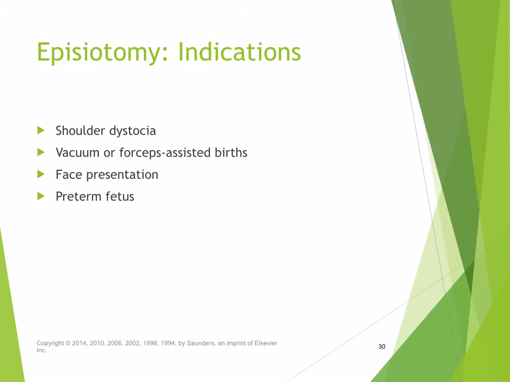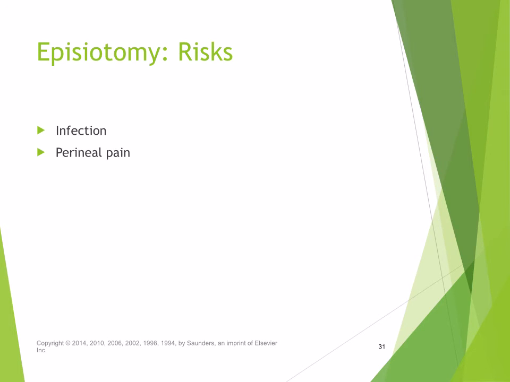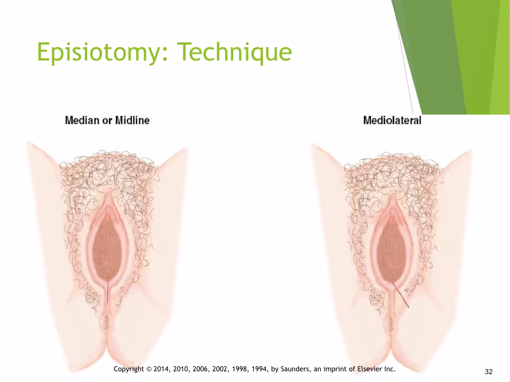Episiotomy indications can include situations such as a shoulder dystocia, where the physical opening of the vagina needs to widen a little bit in order to accommodate a larger fetus, vacuum or forceps-assisted births, face presentation, and a preterm fetus where there might be signs of fetal distress. Risks of an episiotomy, which is the non-surgical cutting of the vaginal opening to create more space, include infection as well as significant perineal pain depending on the area in which it is performed.